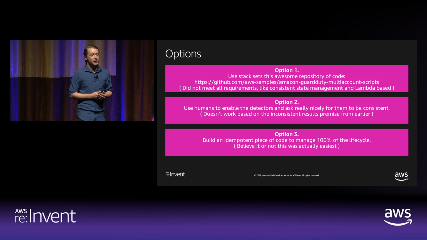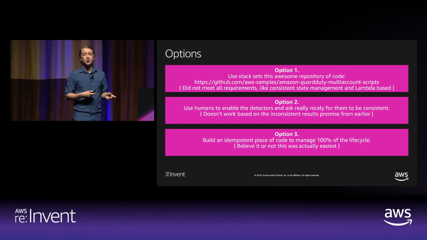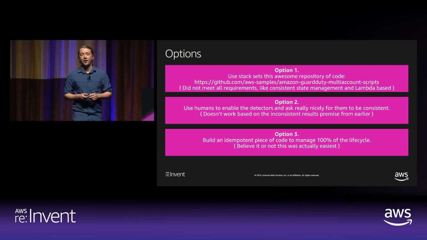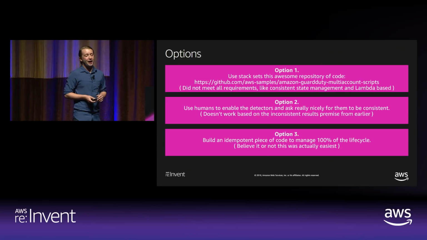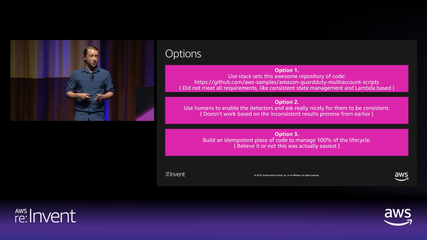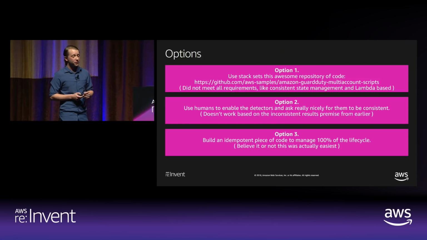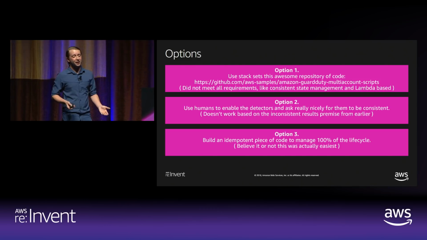They're very privacy and security centric. So that didn't really work for me, and it was a command line based tool, and it didn't ensure the state over time. Option 2 is actually to go through the entire invitation lifecycle and chase down every account owner and send them an email in every region and ask them to be really nice and consistent. And that goes back to our point from earlier that humans are not necessarily as good as automation if you want consistent results. So option 3 was to build an idempotent piece of code to manage 100% of this lifecycle. This was actually, believe it or not, the easiest way forward.